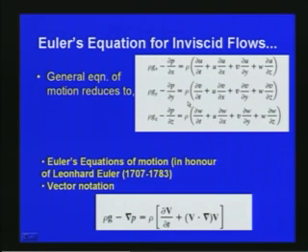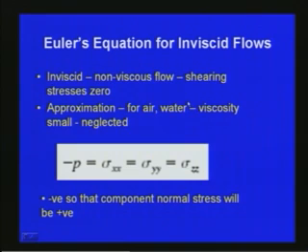As I mentioned, for air flow or water flow we can sometimes neglect the viscosity, and then we can use this Euler's equation, so that the shearing terms are not considered. So Euler's equation can be utilized, but it is an approximation. This equation is named to honor Leonhard Euler, who lived from 1707 to 1783, that is, in the 18th century.